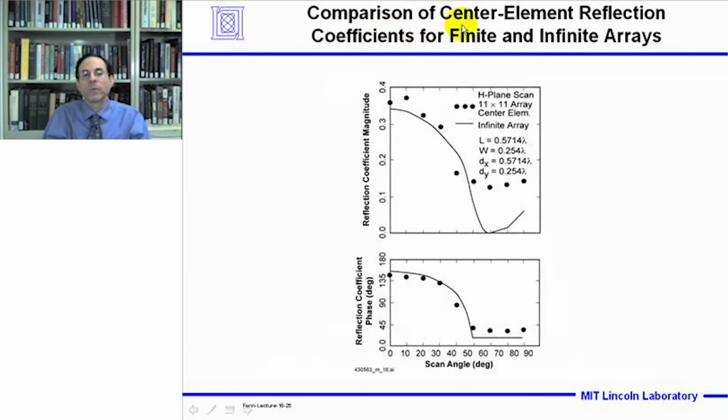Next, we show a comparison of the center element reflection coefficients for finite and infinite arrays. This is for an H-plane scan, and it's the center element of an 11 by 11 array versus the reflection coefficient for an element in an infinite array. And we generally see good agreement between the two theories, except at very wide scan angles. There are some differences. But generally there's good agreement in terms of amplitude and phase.